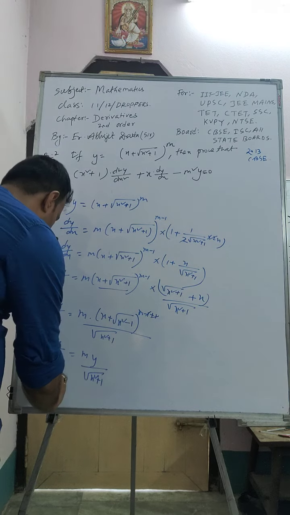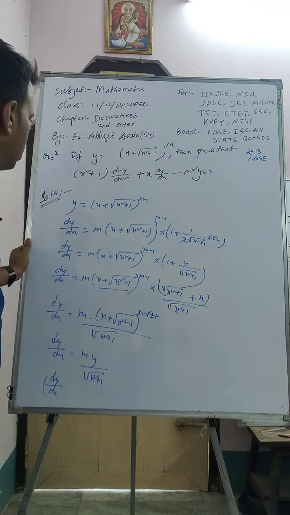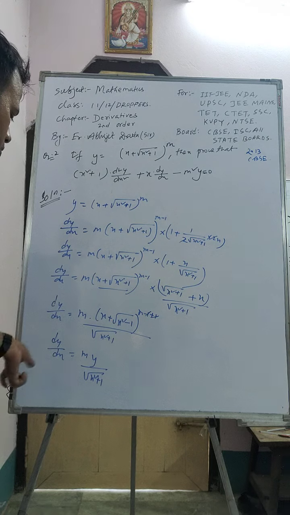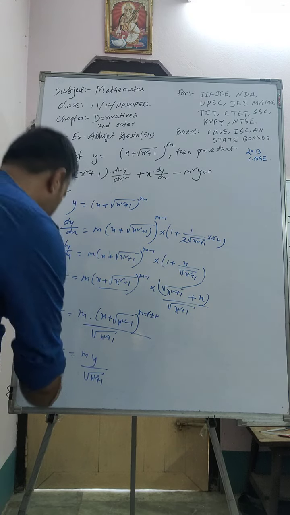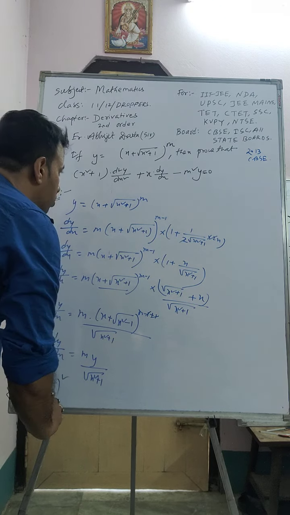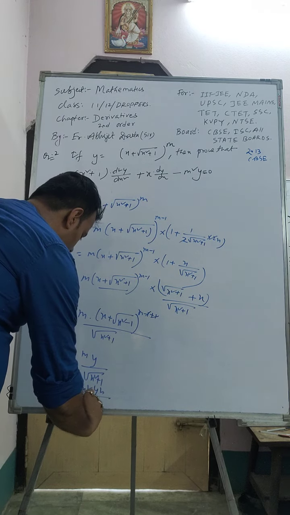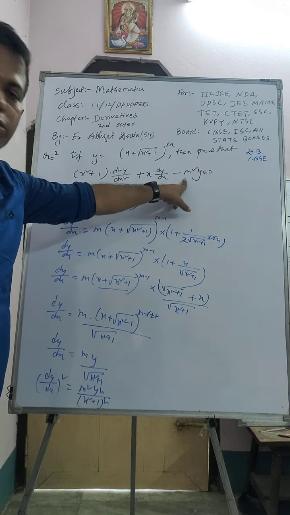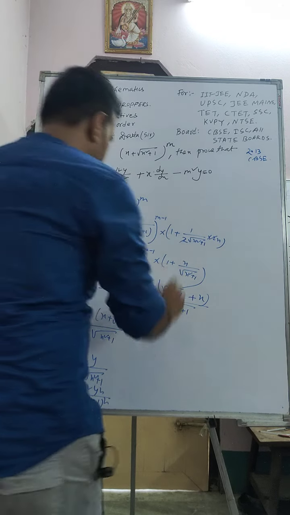Now I am squaring both sides, and then differentiating with respect to x. So it will become dy dx whole square equals m square y square over x square plus 1. Why am I differentiating? Because in the answer there is m square, and if I differentiate this, it will become m square and this will cancel out.